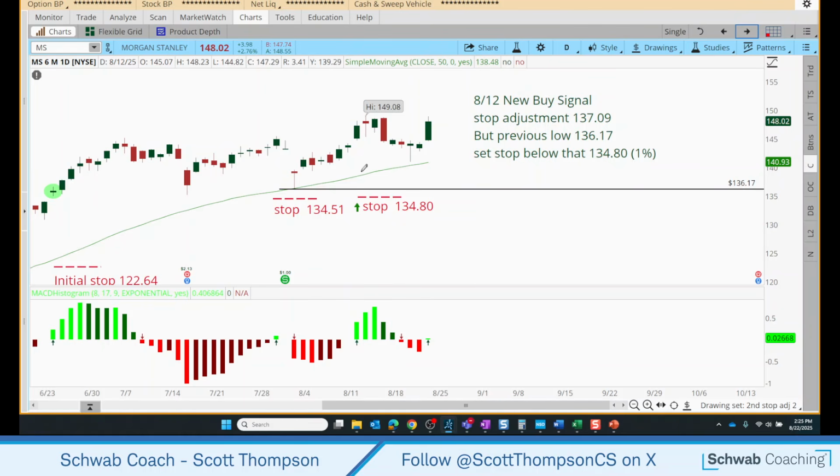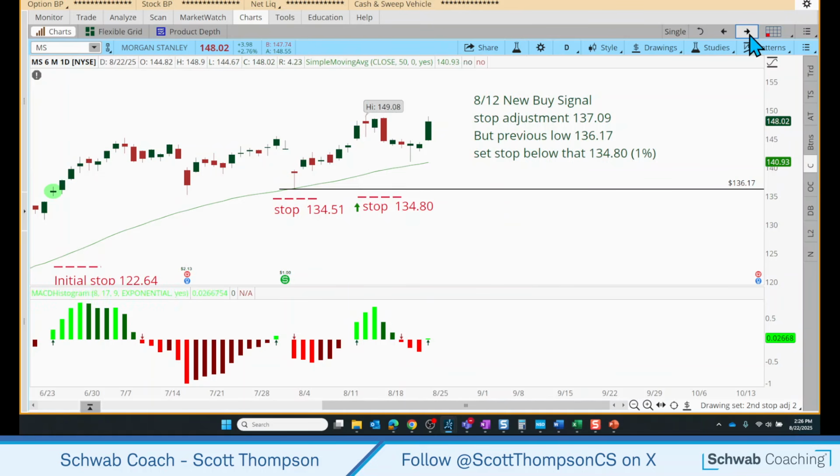And so the rule maybe says put the stop at 137.09. But if I look back here on the 1st of August, we had a low at 136.17. So does it make sense to put the stop at 137.09 when we had a low very close to that? Most investors would say, nah, let's not put it above the last low here in the trend. Let's put it a little bit below that. And so if that last low was 136.17, if we go 1% below that low, we get 134.80, and that's where the new stop would go.